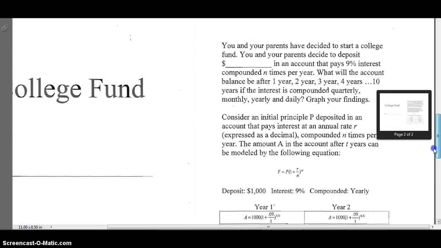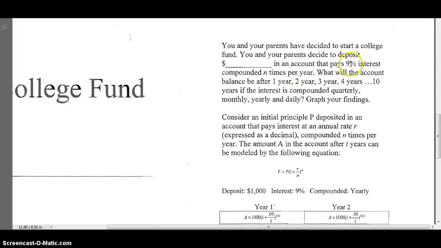Now, college fund. You and your parents have decided to start a college fund. You and your parents decide to deposit blank amount. You can tell me you want to deposit $10, $100. Now, try to take this a little bit seriously. If you are going to start a college fund, you really don't want to start it with $10 and that's it. So give it a reasonable amount, $1,000, $1,500. Give me a wacky number if you want, 12,472. It doesn't matter. It's up to you.